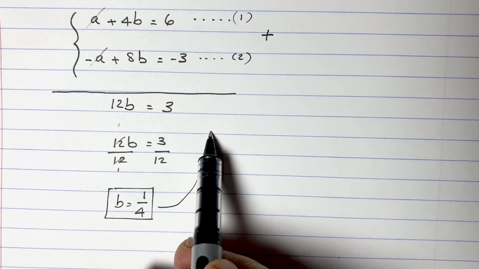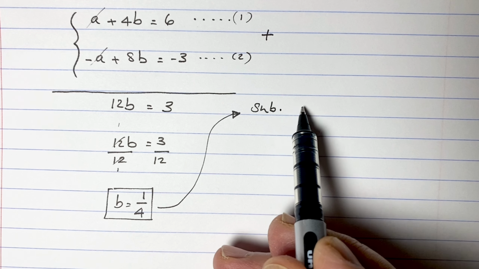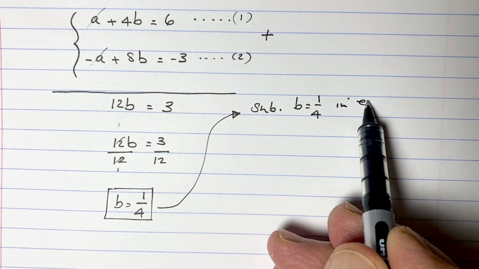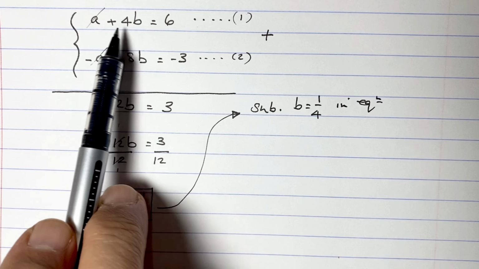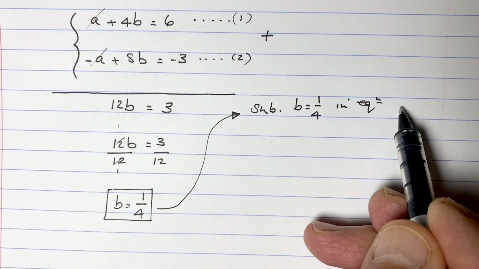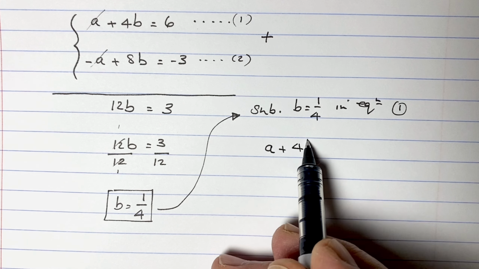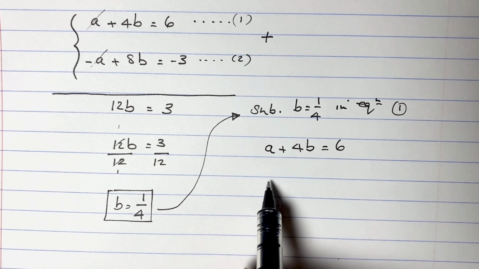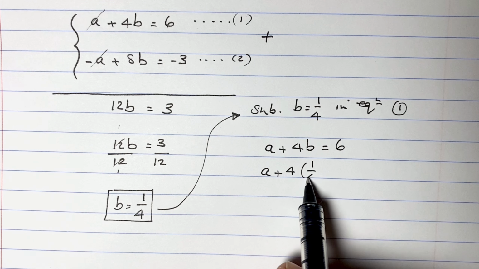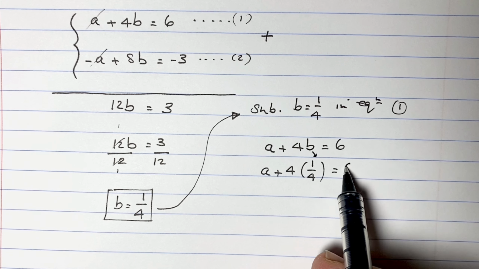Now sub means substitute b equals 1/4 in the equation of your choice. Shall we use equation 1 because they're all positive, probably more friendly. So we write equation 1 down: a plus 4b equals 6. a plus 4 lots of b, which we already found, leaving it inside the bracket by means of substitution, equals 6.